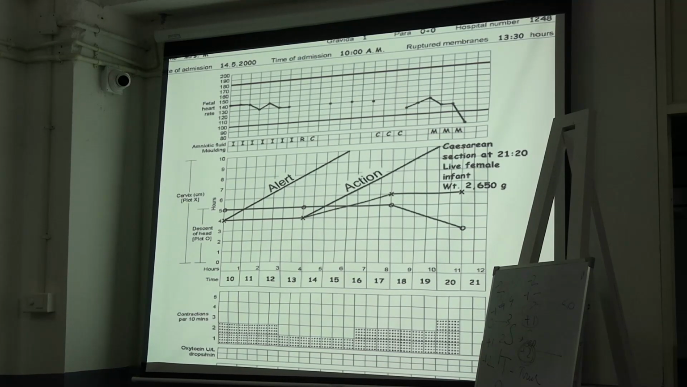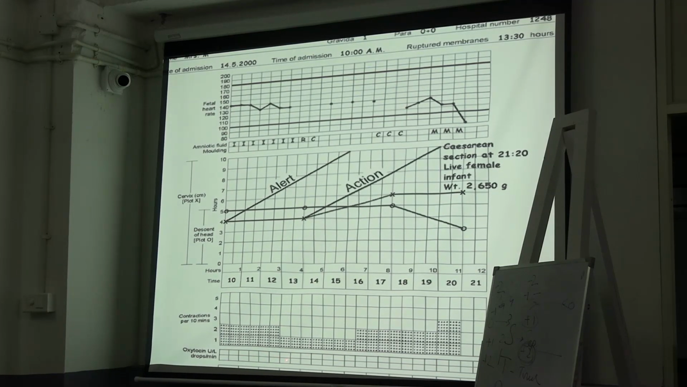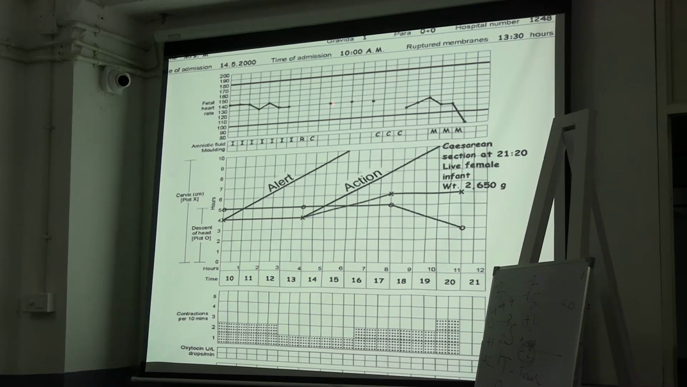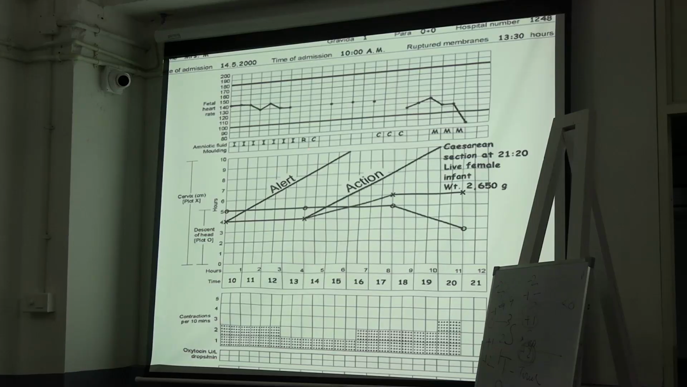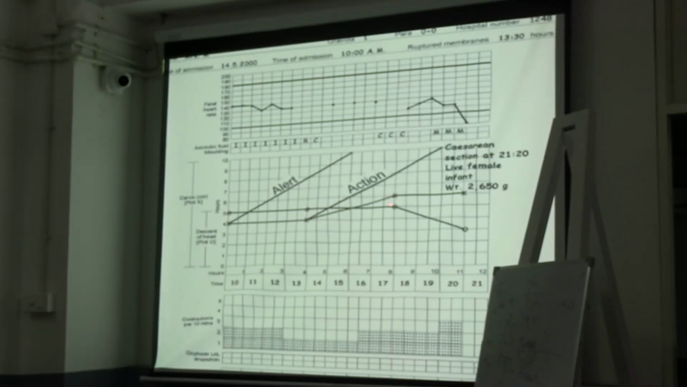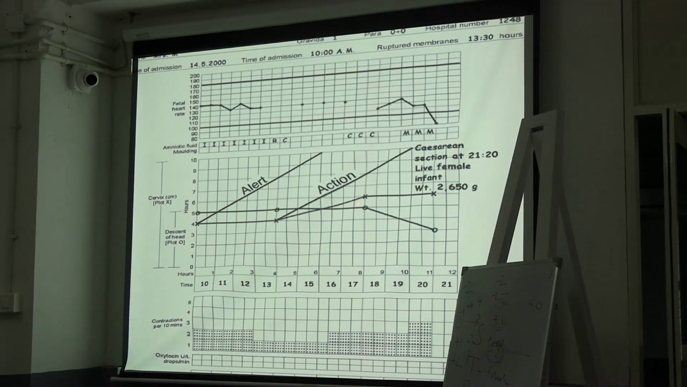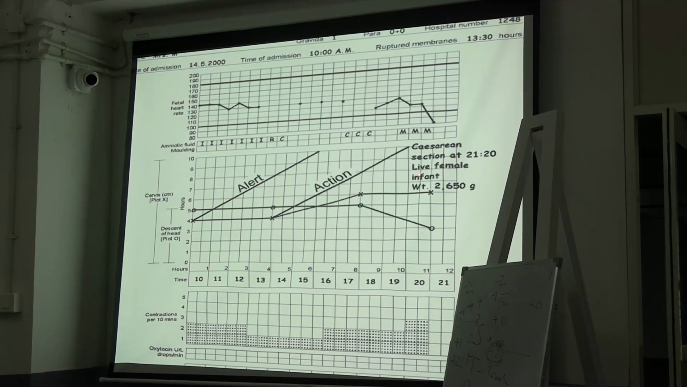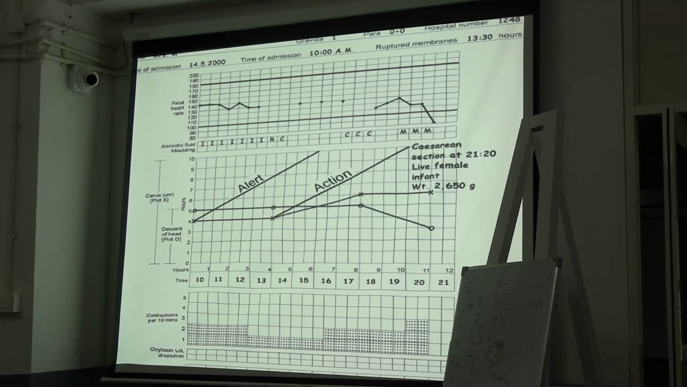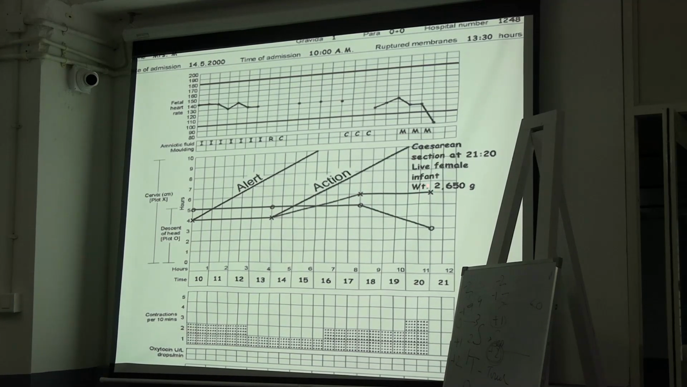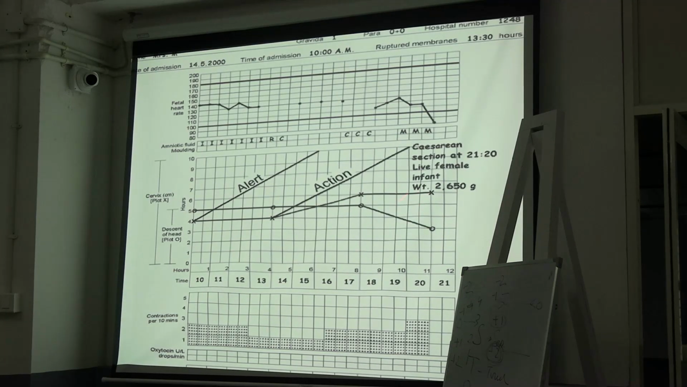What we did here for augmentation, you can see in the graph, no oxytocin was given. We did the ARM, artificial rupture of the membrane, and liquor was clear. Then again after 4 hours we plotted, it was only how much? 6 centimeter dilated. It is beyond the action line. We are in the danger zone, so we have to do something. We waited 4 hours, then examined, it was the same 6 centimeter. Then the patient was delivered by cesarean section.